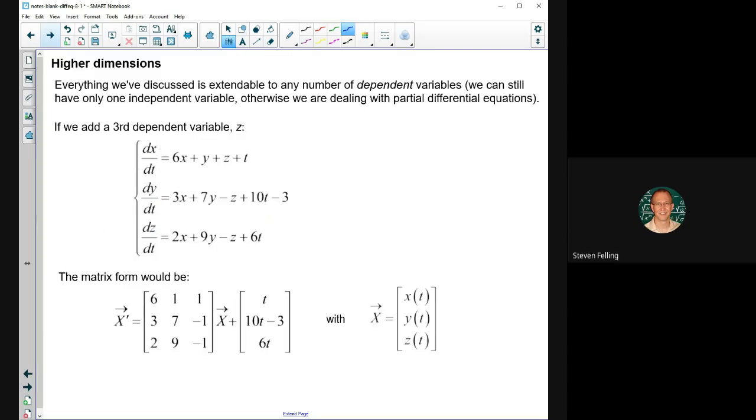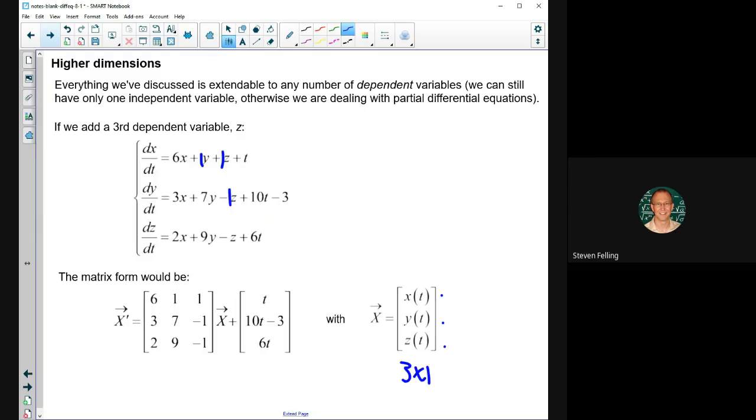So here's one that has three differential equations, dx/dt, dy/dt, dz/dt, and that means that we generally can have x's, y's, and z's along with the non-homogeneous part in terms of t. And so the corresponding matrix here would be x prime. Well, x would now be a 3x1 matrix because we have three rows, because we have three variables, x, y, and z, right? And x prime would be the derivatives of those. And then we would have a 3x3 matrix for our coefficient matrix with 6, 1, 1, 3, 7, negative 1, and so on. And then we would have three rows in the F matrix for the non-homogeneous part.